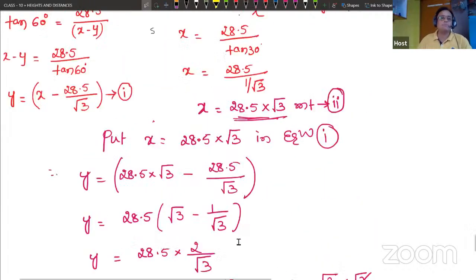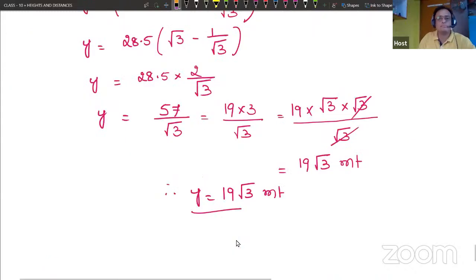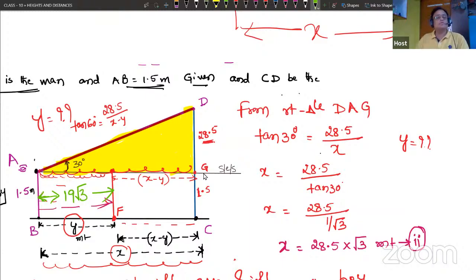That is in the diagram. This is 19, once again I'll show you now. Towards the building, how much distance? Look here. This is the distance he has moved towards this. This is the distance moved by him. So this distance is 19 root 3 meters. He has walked towards the building.